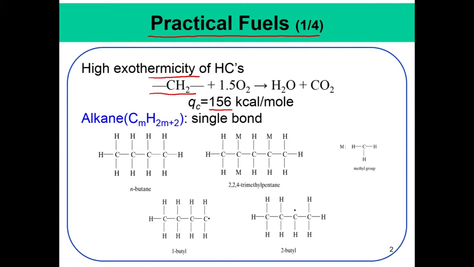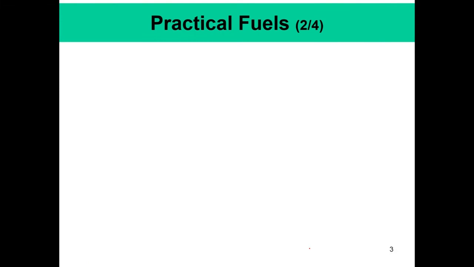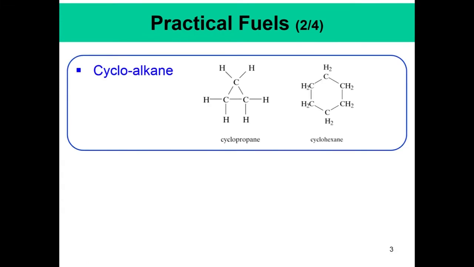You see that these are the typical fuels. For example, this can be alkanes, CmH2m+2, where m can be anything from 1 to a large number. Of course, as you see, this is n-butane, a normal butane, a straight chain alkane. You can have this trimethyl pentane, where a methyl group can be attached to the second carbon atom. These are the radicals, 1-butyl radical, 2-butyl radical, which we will encounter in different oxidation mechanisms.